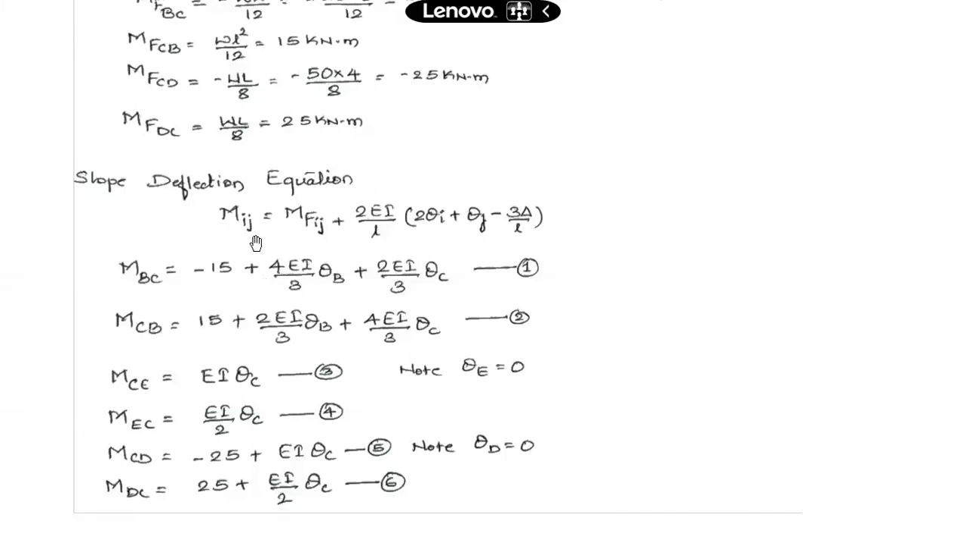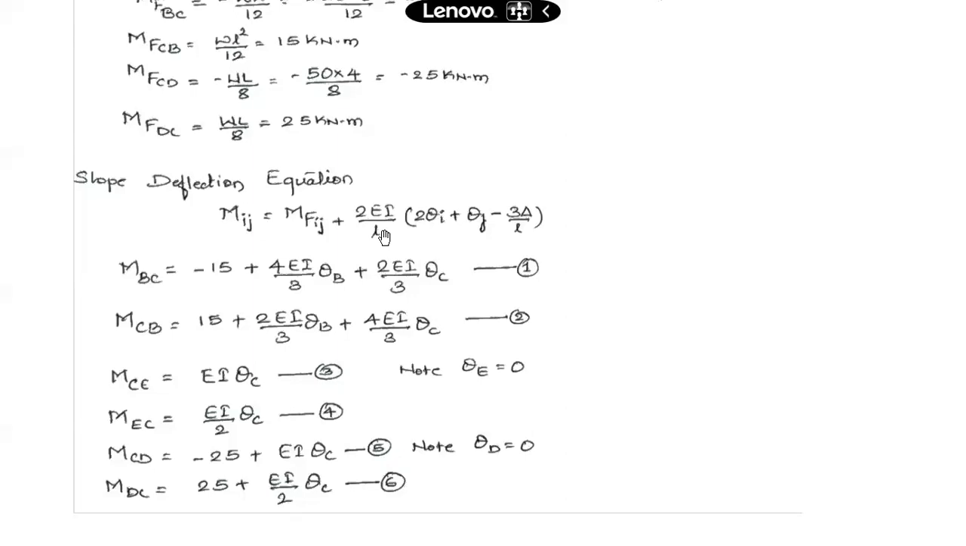B will be my far end. That is how we understand this equation. So MCB will be equal to MFCB plus 2EI by L into 2 times theta C plus theta B minus 3 delta upon L. So that is how you need to substitute.